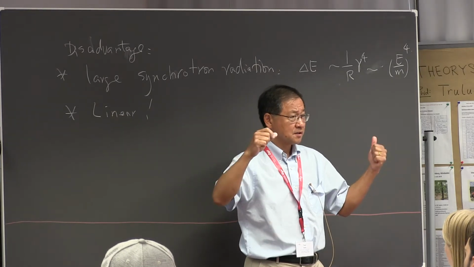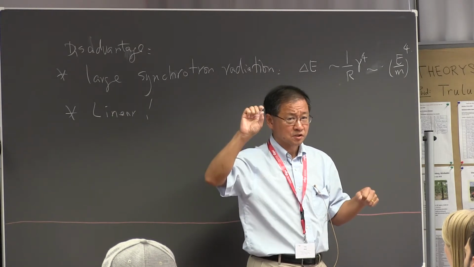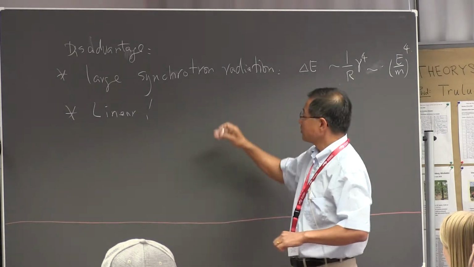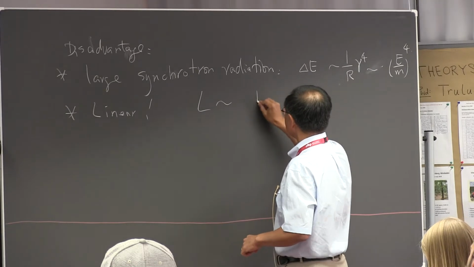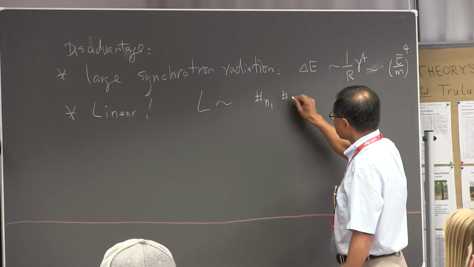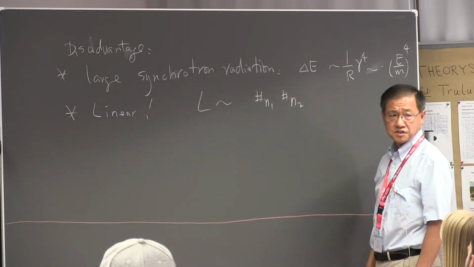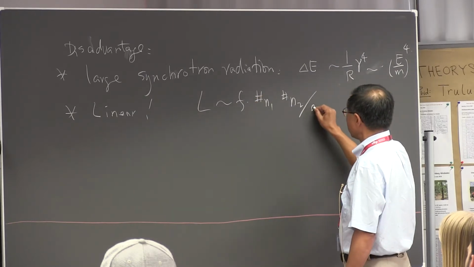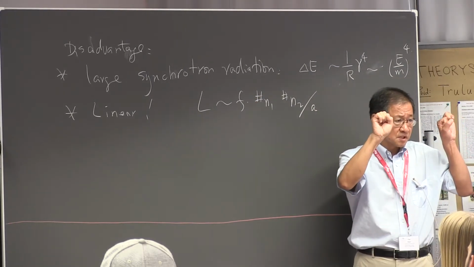Then when you do that, there's a 1/A factor, right? I told you the luminosity is 1/A. You make the A extremely small. Remember, luminosity is proportional to how many particles you have in the first beam, how many particles you have in the second beam, bunches, and then how frequently you can collide them, and then how focused you can squeeze them.